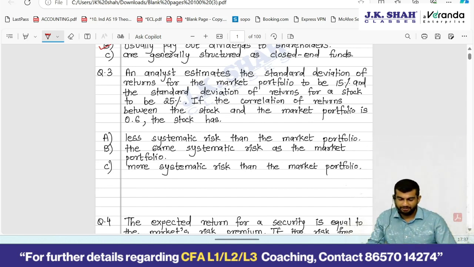Now, an analyst estimates the question. You understood the question. Now a student who wouldn't know the concepts would think that, oh, standard deviation of stock is 25%, standard deviation of market is 15%, standard deviation also is a measure of risk, and would end up commenting that since standard deviation of stock is more than standard deviation of the market, the stock has more systematic risk. But is systematic risk measured by standard deviation? No, systematic risk is measured by beta. So that should give you a hint that you have to calculate beta.